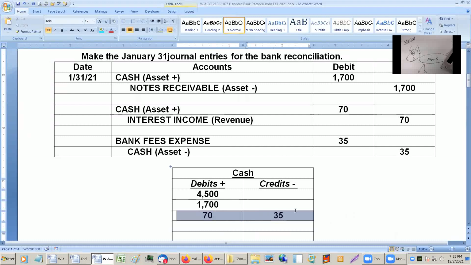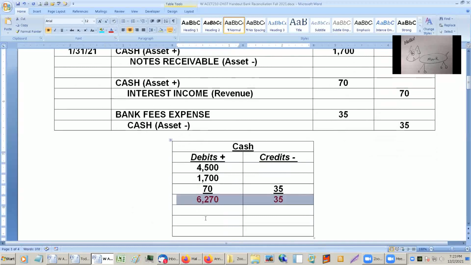So we add up both sides. Minus 35. Oh, we got our number. Wow. 6270. Minus 35. So 6235. Oh yeah, you're right. You can't always be right for running guy.